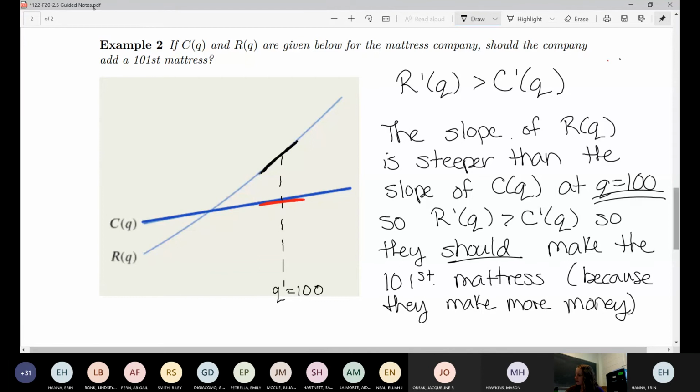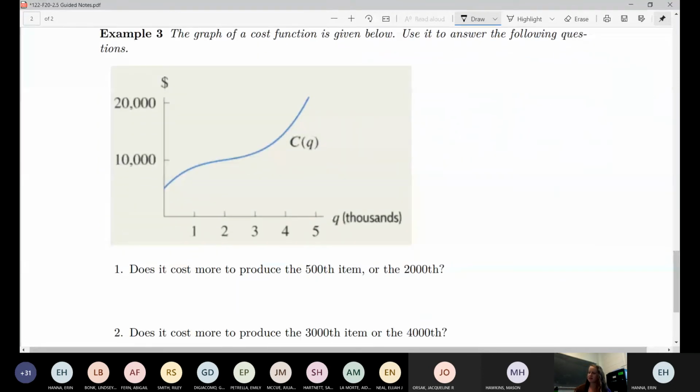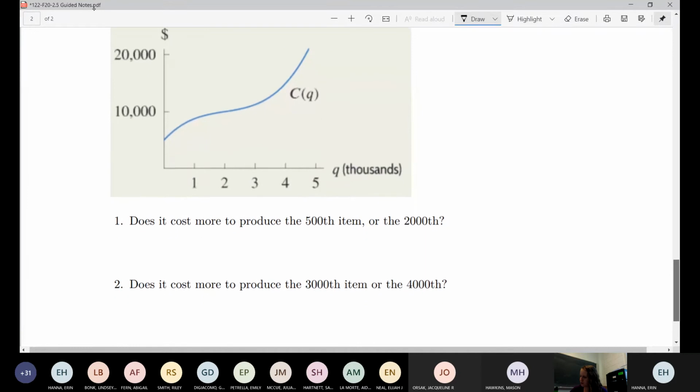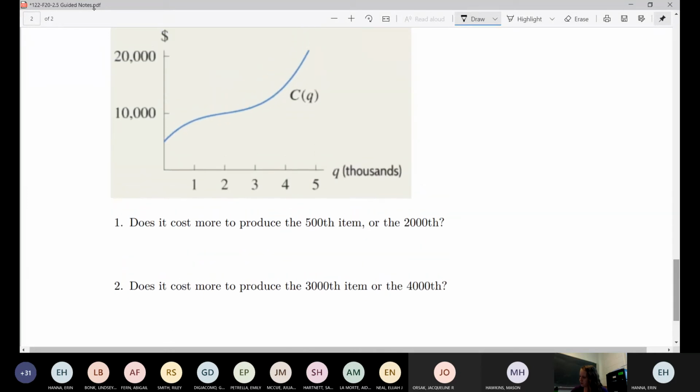Alrighty. So the last one is kind of similar, but now we've just got a cost function and we're just talking about cost. So we have this cost function. We want to answer these two questions. Does it cost more to produce the 500th item or the 2000th item? So now notice that these Q values are in thousands.